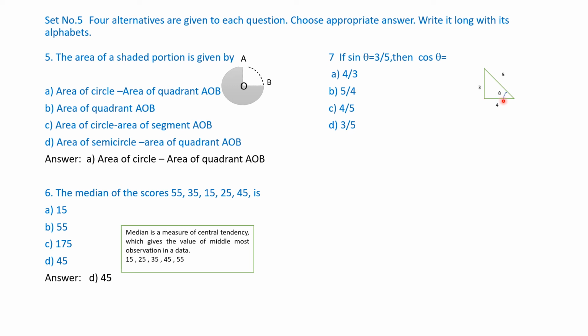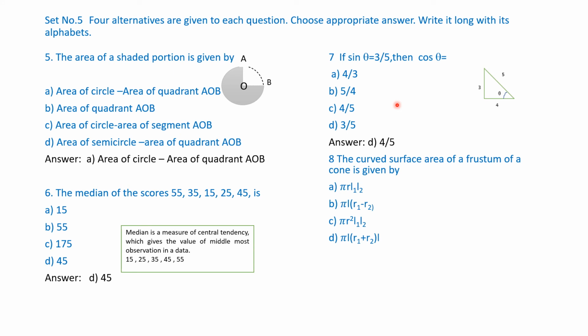So, if theta is there, sin theta is 3 by 5. Opposite is 3 and hypotenuse is 5. Therefore, using the 3, 4, 5 relationship in a right angle triangle, we get cos theta is equal to 4 by 5. C is the answer.